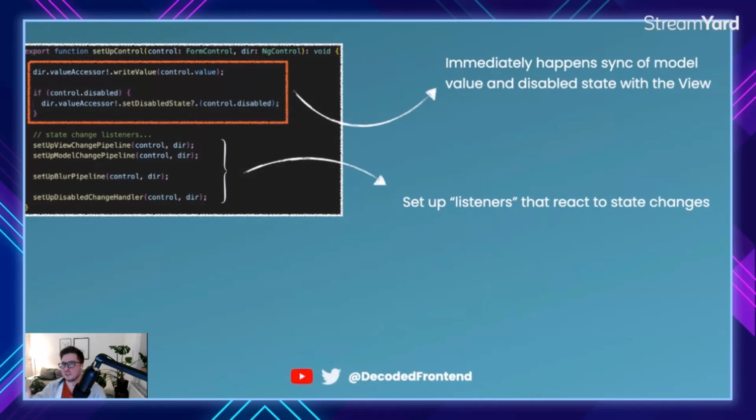So this is the first kind of synchronization that happens right during the initialization process when we set up the control. But later on, during the life cycle of the form control, the state can be changed many times. A user can type a new value. We can programmatically set a new value for the model. A lot of things may happen, and we have to always track the state and keep it in sync.